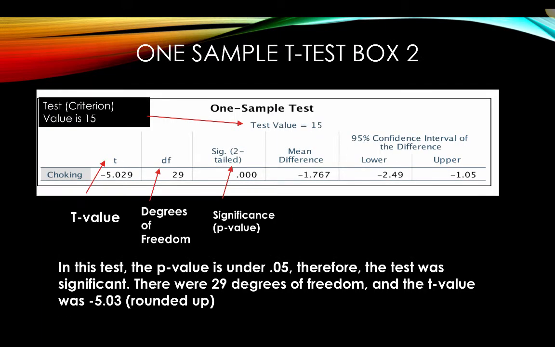Okay, so this is the test box. Now, in one of the other videos, you're learning about the p-value. Okay, you'll notice here right in the middle where it says significance, the p-value. Significance here is 0.000, which is below 0.05. In this case, that means it's significant. Okay, it's basically highly significant. In this case, the negative 5.029 for the t-value, if you round it, is going to be negative 5.03. It equates to the same thing as the significance.